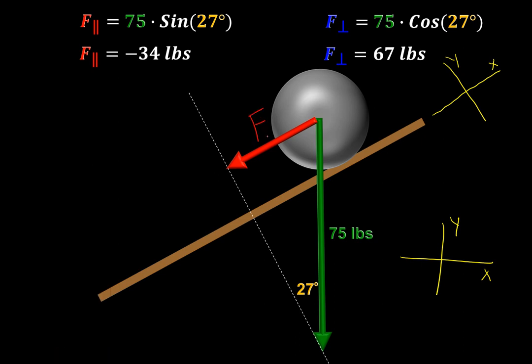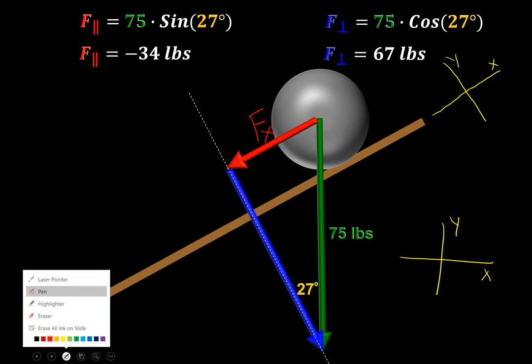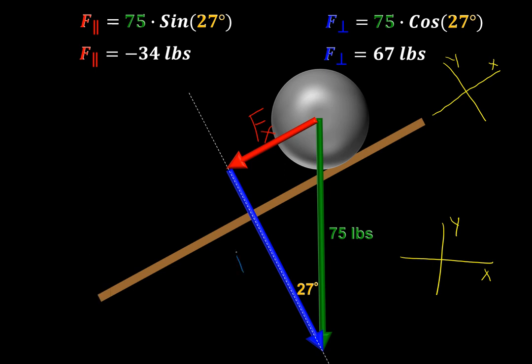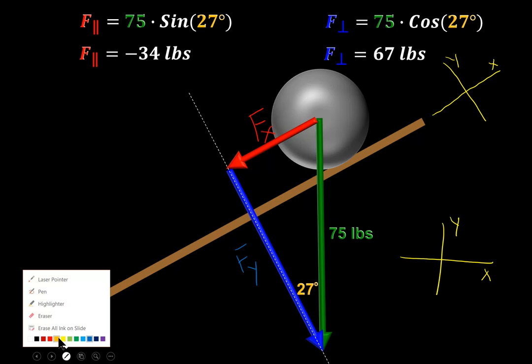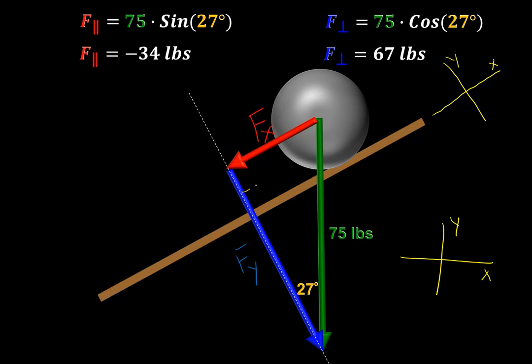So this is now our force in the X, and that is now our force in the Y. And our 90-degree angle is there.